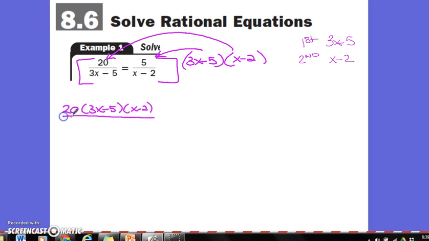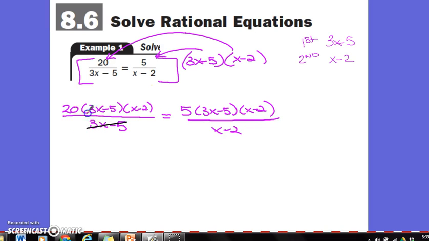And I like to call this clearing of fractions, and you're going to see why I call it that in a minute. And this is going to equal 5 times 3x minus 5 times x minus 2, all over x minus 2. At this point, this is where the fractions clear away. 3x minus 5 cancels with 3x minus 5, leaving you 20 times x minus 2, an equal sign. The x minus 2 cancels with the x minus 2, leaving you 5 times 3x minus 5. Now look, it's a simple multi-step equation that you've done forever.